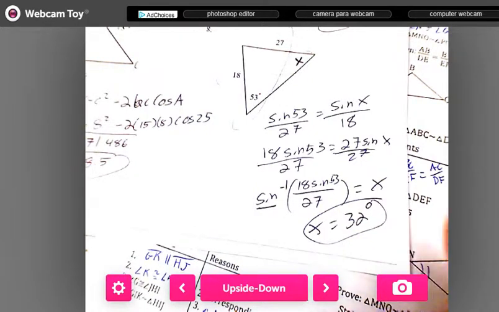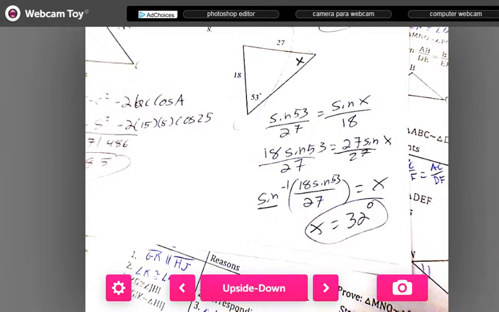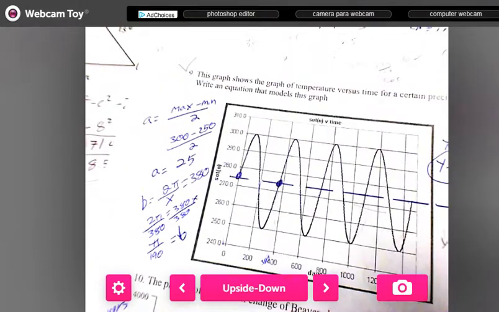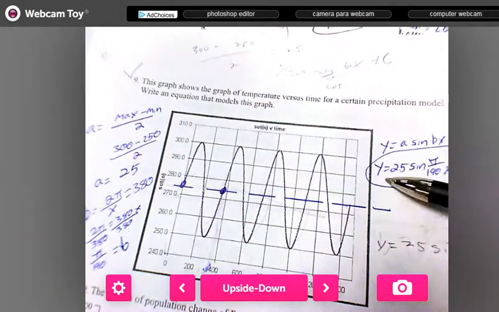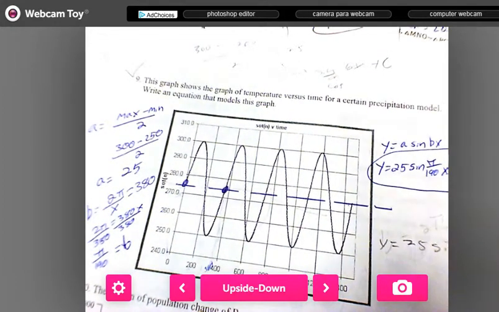Okay, let's turn to the next page. I'm going to go over the answers to this page, and then we'll do the problems that you guys want to do. I think we did 10, yeah. Okay, so we're looking right here at number 9. My equation ends up being y equals 25 sine pi over 190 x plus 275.